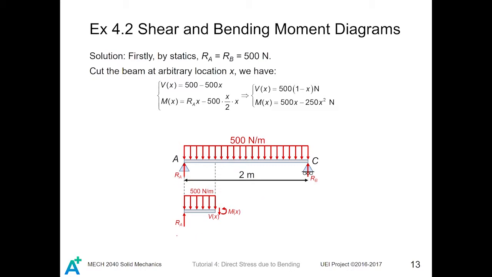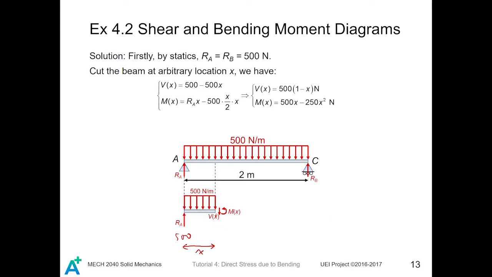First, Ra equals 500 Newtons. Besides, there is a distributed load of 500 Newton per meter for a length of x. So this length is x. Now we are going to find the equation of shear force and moment on this end.